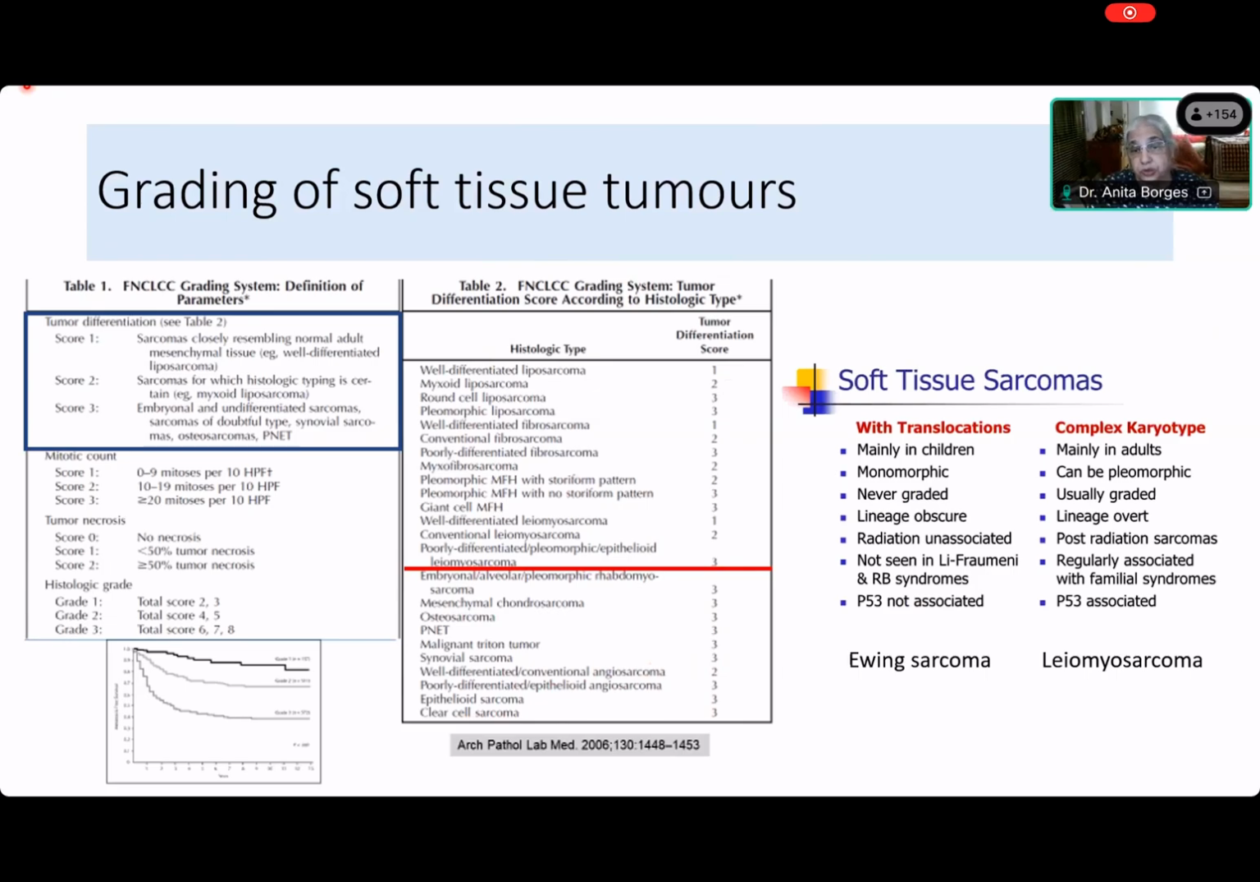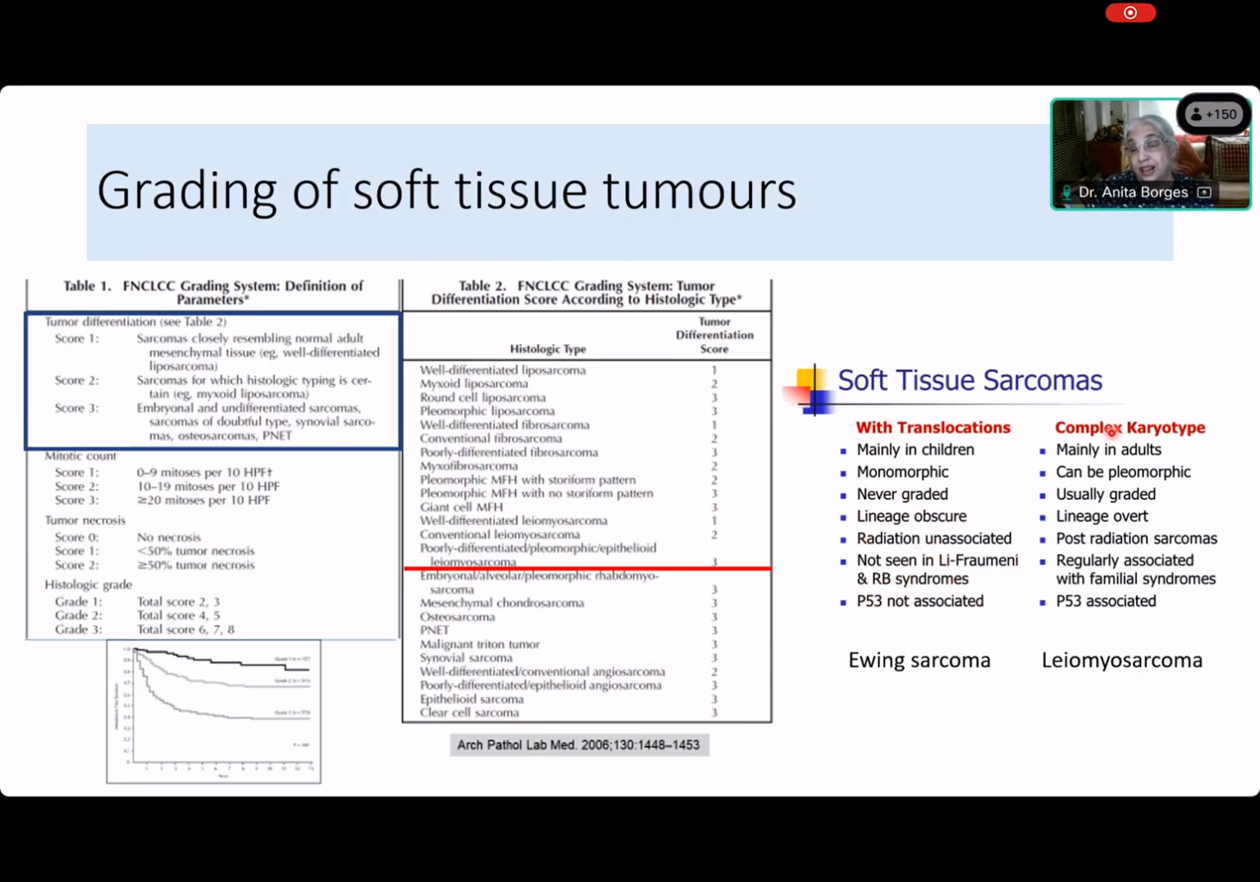If you take all soft tissue sarcomas and you look at Ewing sarcoma as an example, and leiomyosarcoma as the other example, those with translocations are seen mainly in children. They are monomorphic. They are never graded. They are lineage obscure; you don't know what their lineage is. They are never associated with radiation. They are not seen in sarcoma syndromes like Li-Fraumeni or RB syndrome. You will never get one of these translocation-associated tumors, and they are not P53 associated.